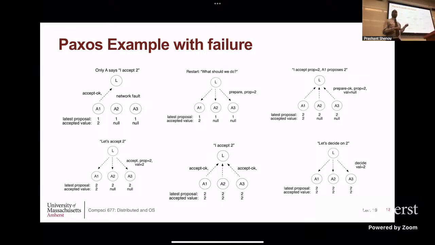That's not what we are trying to do. You're not trying to take 2 out of 3 to accept, but you want all of them to respond and say, I agree to whatever you're telling. Okay, is that clear? Yes.